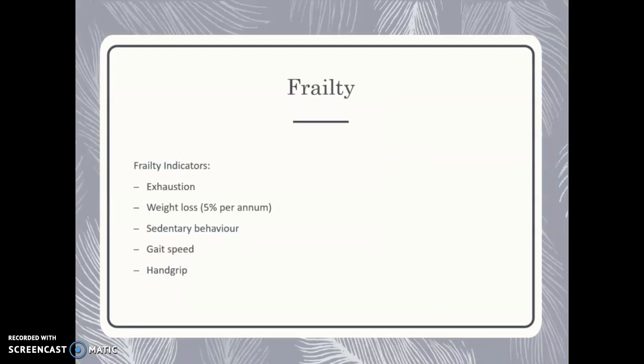Indicators of frailty include exhaustion, weight loss of around 5% per annum, sedentary behaviour, gait speed reducing, and hand grip also reducing.